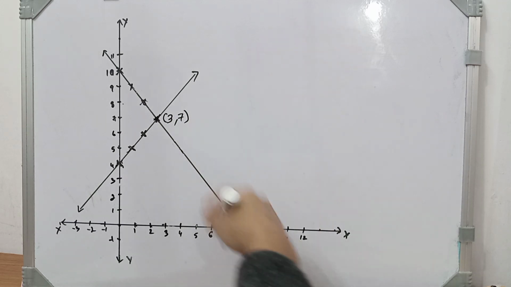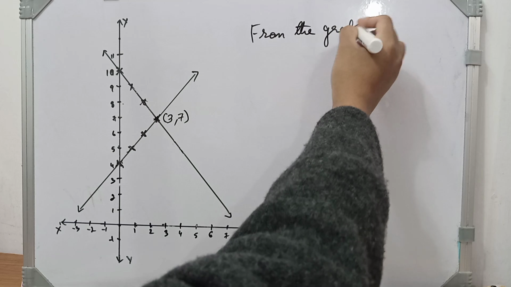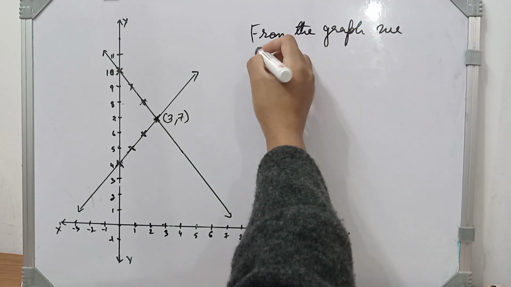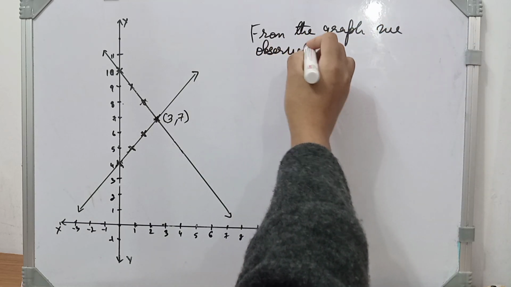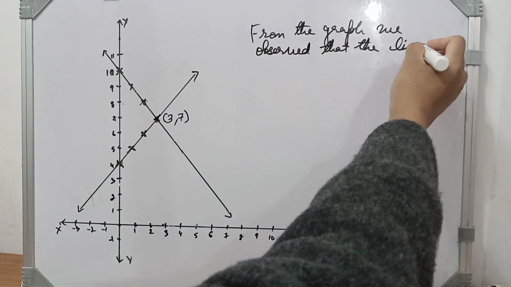From the graph we observe that the line intersects at how many points?